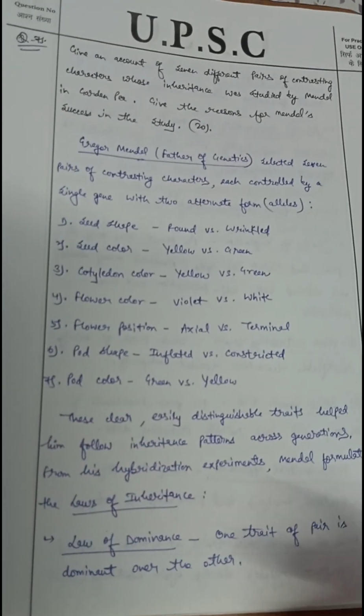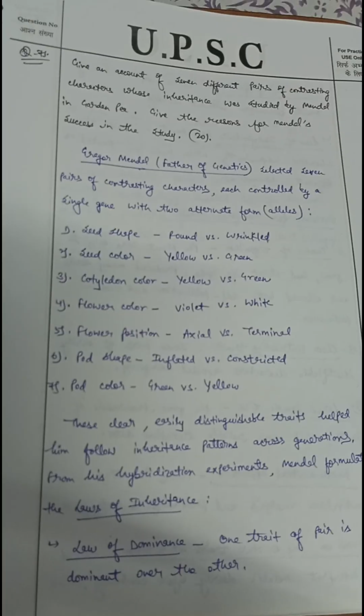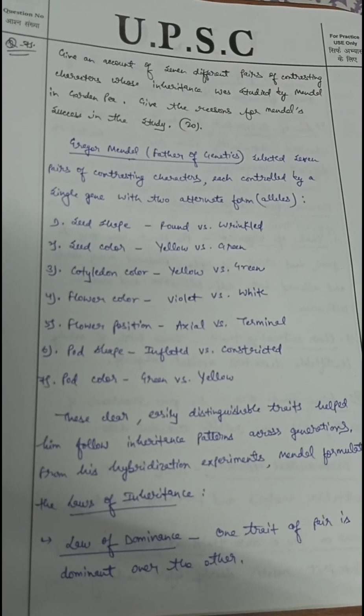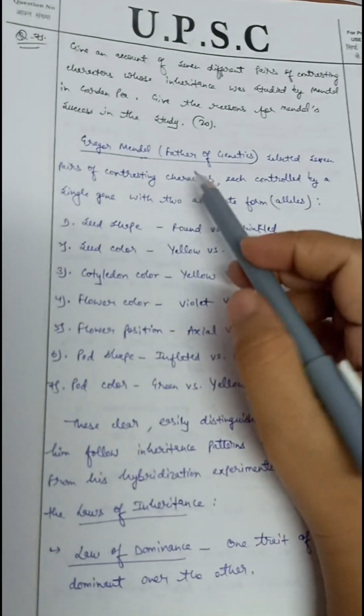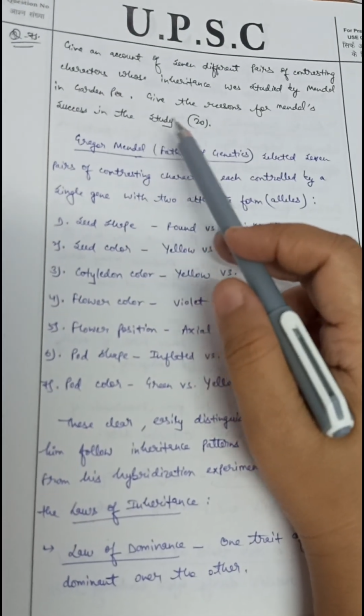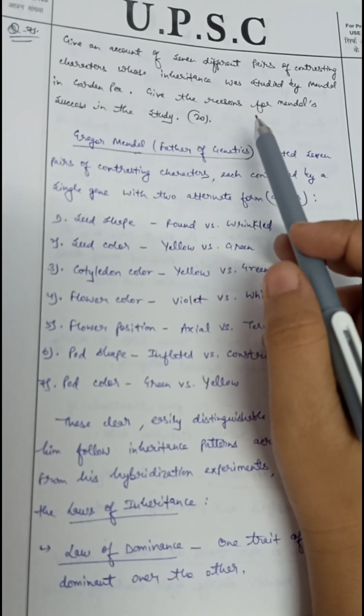Hello everyone, this is the UPSC 2023 Agriculture Optional Question Paper. The question is: give an account of 7 different pairs of contrasting characters whose inheritance was studied by Mendel in the garden pea. Give the reasons for Mendel's success in the study. This is a 20 marks question.